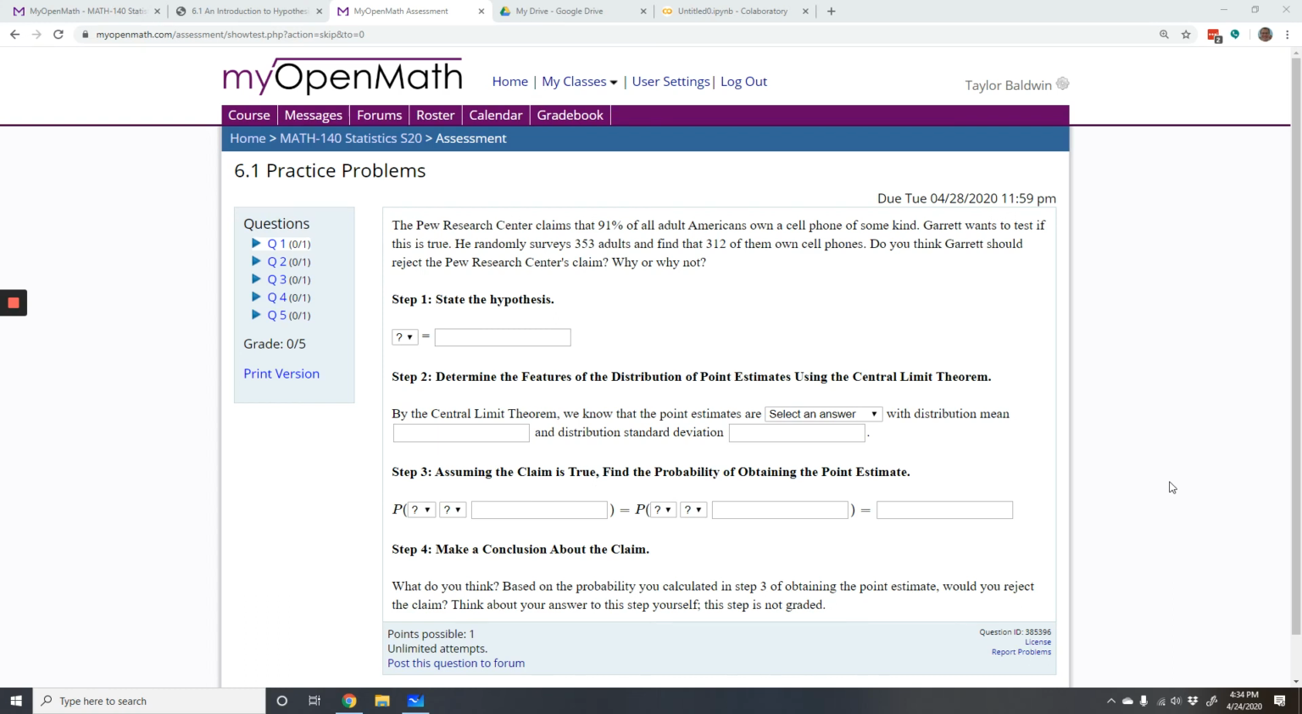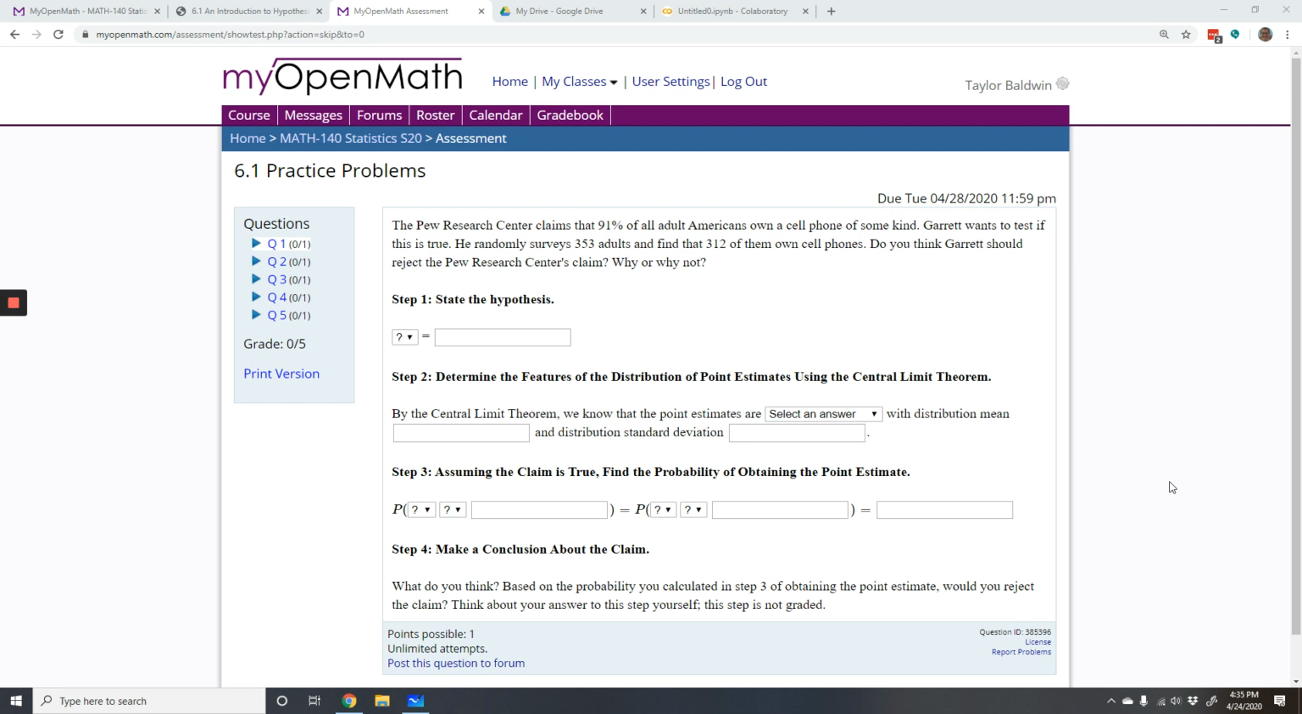The Pew Research Center claims that 91% of all adult Americans own a cell phone of some kind. Garrett wants to see if this is true. He randomly surveys 353 adults and finds that 312 of them own cell phones. Do you think Garrett should reject the Pew Research Center's claim? Why or why not?